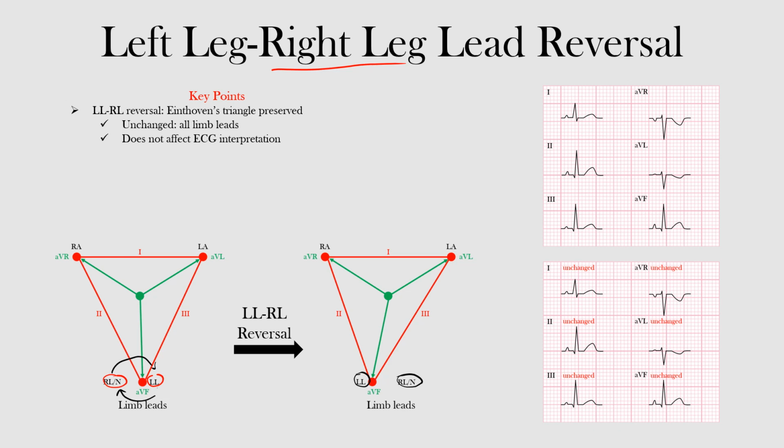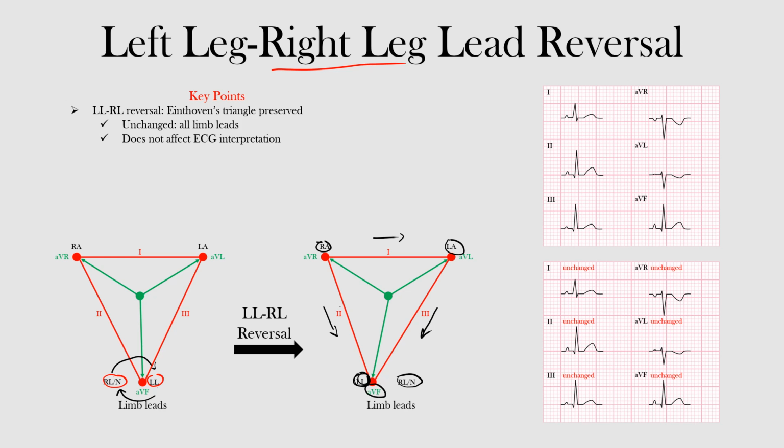But notice that everything is preserved, okay? Here's our left arm to our left leg. We still have lead 3 going in that direction. The right arm to the left leg, we still have lead 2 in that direction. The right arm and left arm are not touched, so lead 1 will still remain in that position. And the same thing is true for the augmented leads, okay? Leads AVR, AVL, and AVF don't switch places.